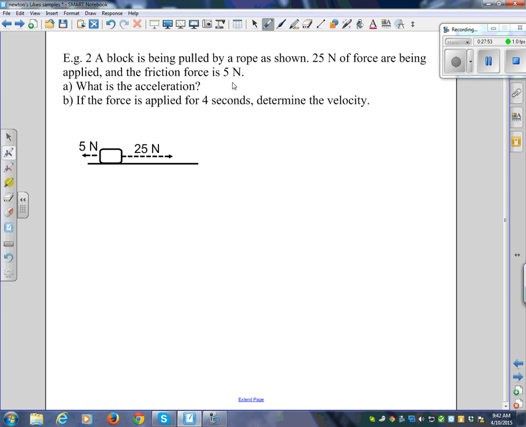Okay. What's the plan? Let's lay out the path. To find the acceleration, what am I going to need? Do I have a mass? Oh, Mr. Bennett, this is what happens when you add in new questions. Okay, we're going to have to add in a mass.